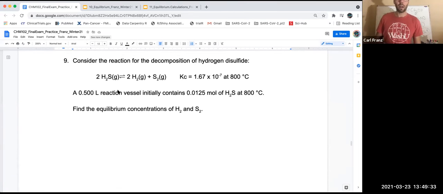Now, let's see, we have dihydrogen sulfide decomposing into hydrogen and sulfur gas. And they give us an equilibrium constant at 800 degrees Celsius. And then they say a 0.500 liter reaction vessel initially contains 0.0125 moles of dihydrogen sulfide, also at that same temperature. So find the equilibrium concentrations of H2 and S2.